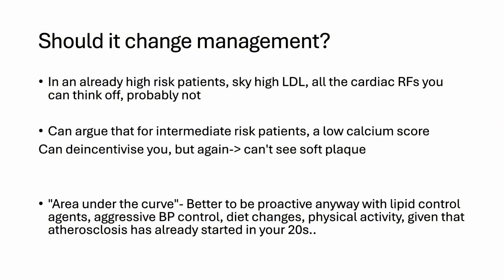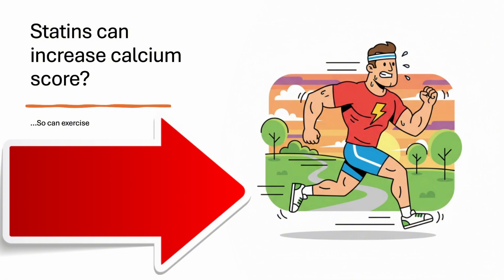As we grow older, we will have been exposed to a cumulative amount of cardiovascular risk factors. So it's better to be proactive anyway with aggressive management of dangerous risk factors, especially as the beginning of atherosclerosis has already started in your 20s. Something you might not know is that statins can increase your calcium score, and so can aerobic exercise. However, this is not necessarily a bad thing, as this can stabilize plaques and make them less prone to rupture, with evidence showing that more than 70% of heart attacks come from ruptures of soft unstable plaque.